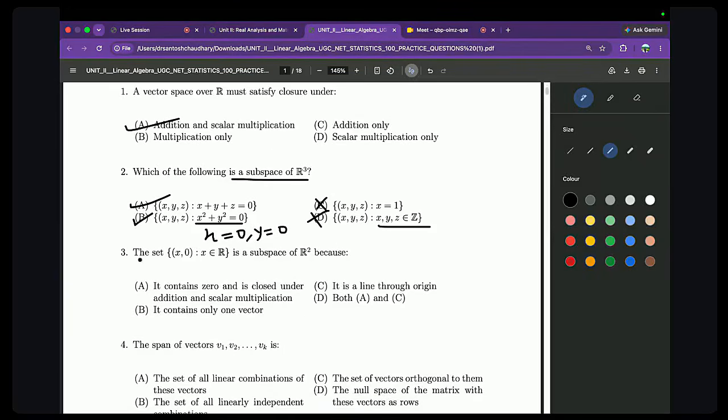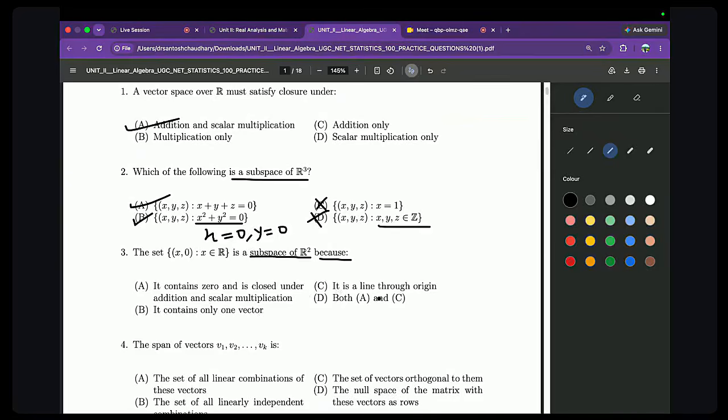So what is the answer for 3? The set x0, where x is a real number, is a subspace of R cube because, now the answer is asking you that this is a subspace, they are given. Why do you think it is a subspace? So it contains 0 and it's closed under addition, scalar multiplication. So for subspace there were 3 conditions. They are just asking whether you know the theorem or not. So that theorem was there.